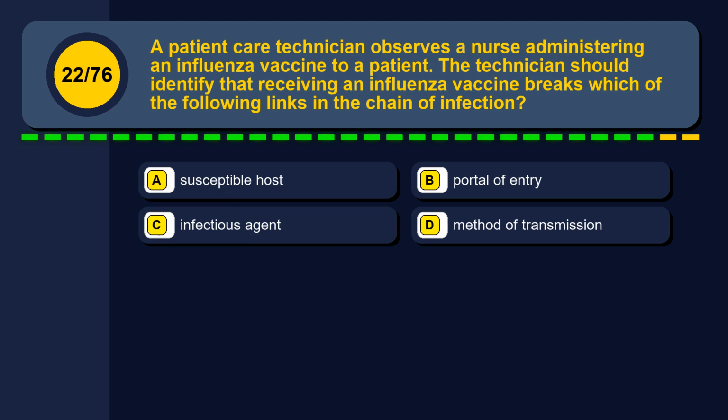Question 22. A patient care technician observes a nurse administering an influenza vaccine to a patient. The technician should identify that receiving an influenza vaccine breaks which of the following links in the chain of infection? Option A. Susceptible host. Option B. Portal of entry. Option C. Infectious agent. Option D. Method of transmission.